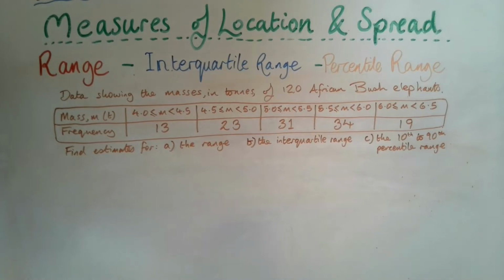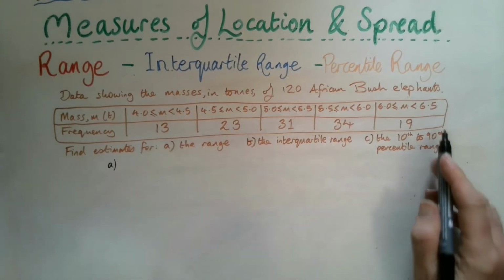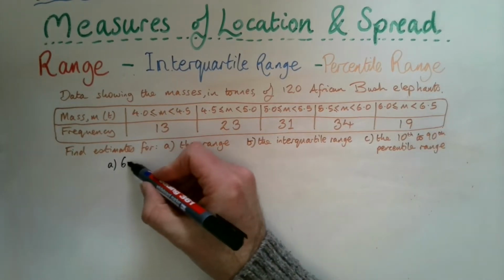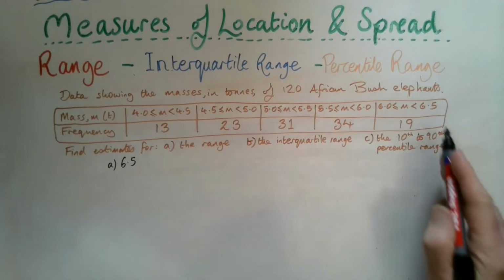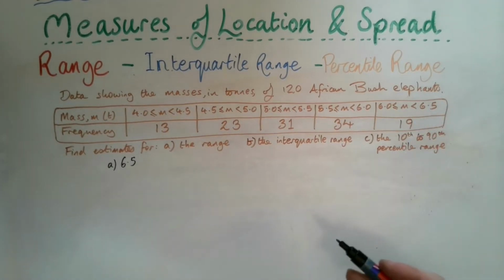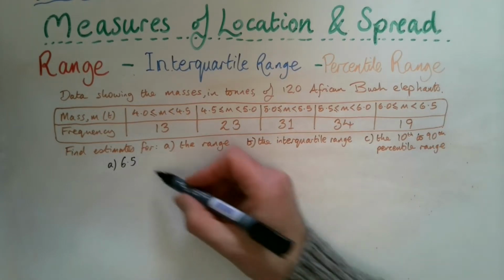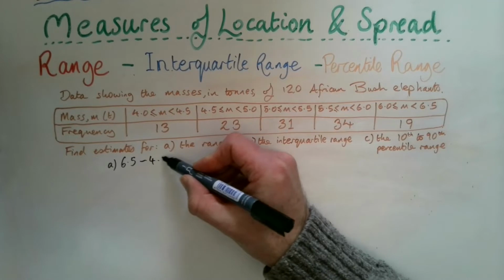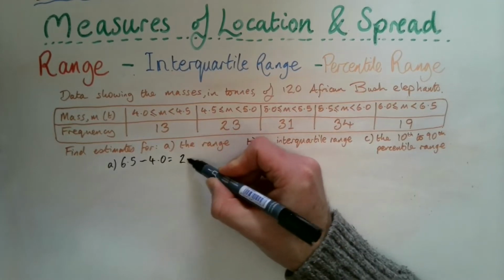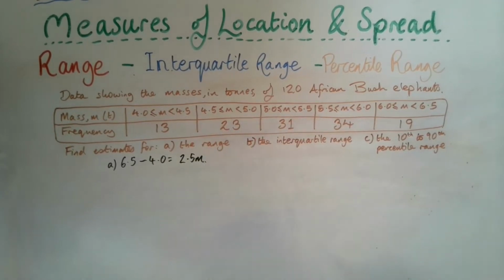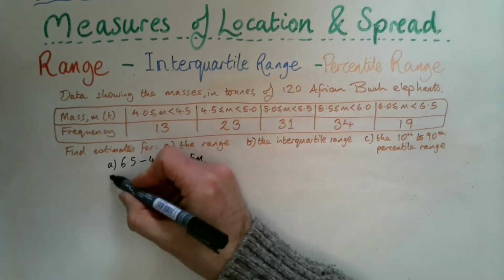Right, so here's our data about the elephants. It says, first of all, an estimate for the range. So have a little look at it. The heaviest possible elephant is what we have to go with. So it could be as much as 6.5. I know it says less than, but it could be 6.49 recurring, couldn't it? And it's going to be more than 4, but it could be as little as 4. So 6.5 take 4 is 2.5 meters. That's a pretty basic question.